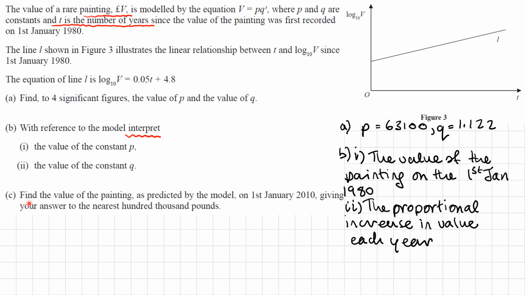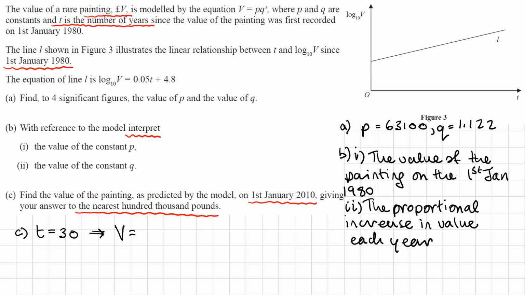And finally, part C, find the value of the painting as predicted by the model on the 1st of January 2010, giving your answer to the nearest £100,000. Okay, so let's just underline that because we want to round it correctly. It's going to be on the 1st of January 2010. It starts its value from the 1st of January 1980. So that means that we're 30 years later, so T is going to be 30. So the value is going to be equal to PQ to the power of T.